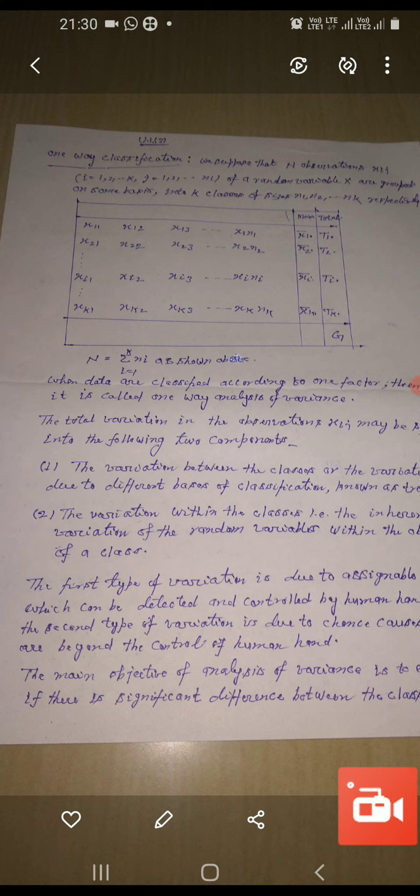That means today we will discuss one way classification of the data. When the data are classified considering one factor of the variation, then it is known as one way analysis of variance or one way classification.